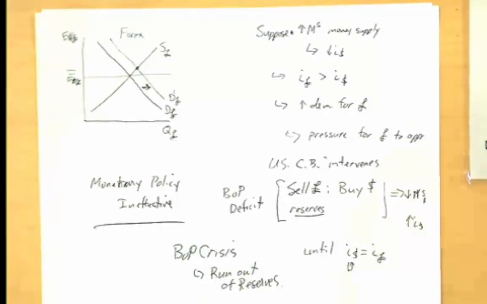So you keep intervening, running balance of payments deficits, selling off your reserves. You keep doing that over and over and over again until your reserves run out. Eventually, you can't take the pressure off, and you're going to have to change your currency value. When you change it in a fixed exchange rate system, it's called a devaluation. Changing that fixed rate to another rate.